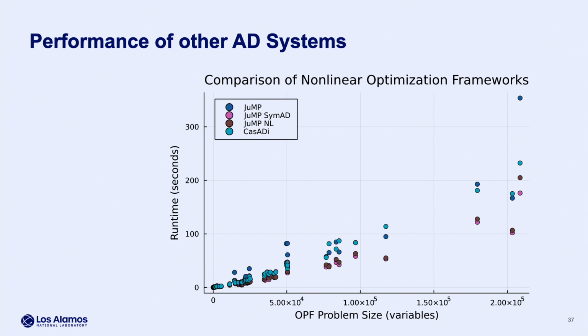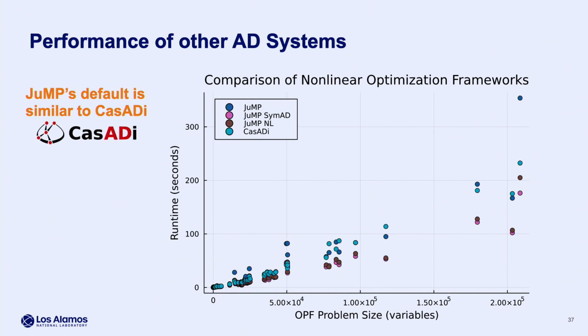If we look at other symbolic systems or other ways of solving AC OPF, we actually learned a lot of interesting things here. So let's see. Brown is if you use that NL interface. So that's like AMPL's system for computing derivatives. And light blue is CasADi. So that's the other kind of AD system we had handy.